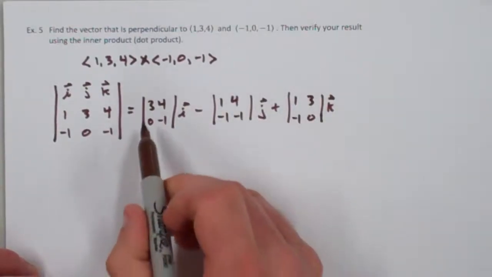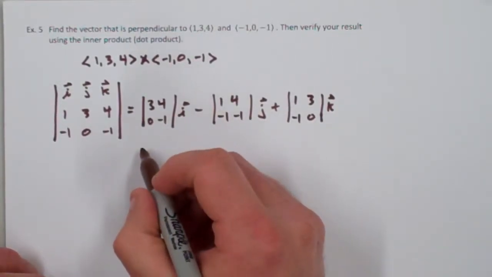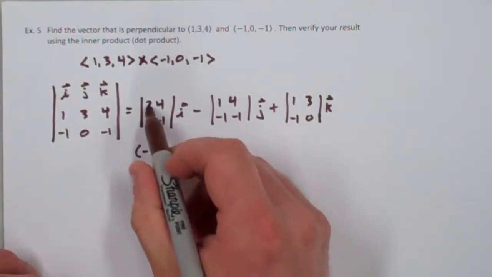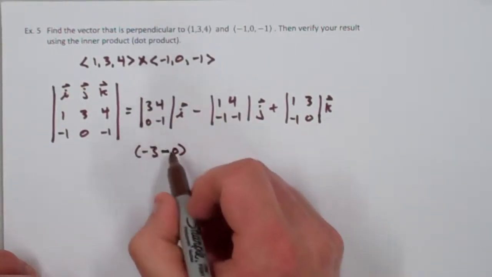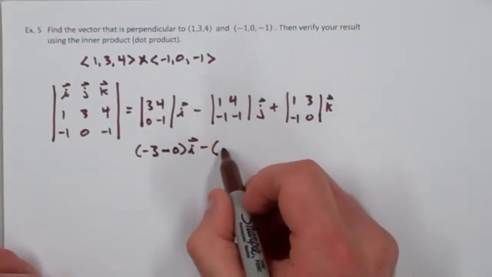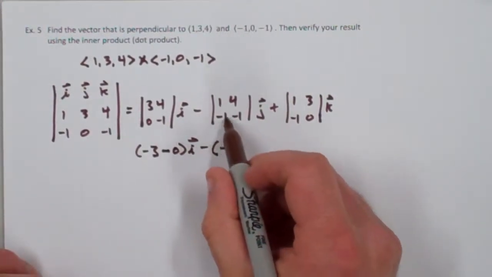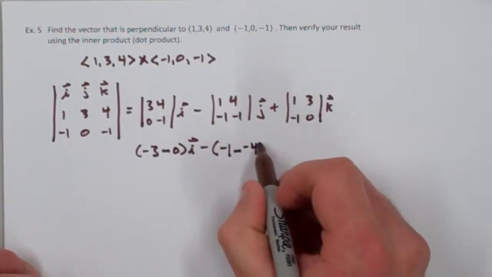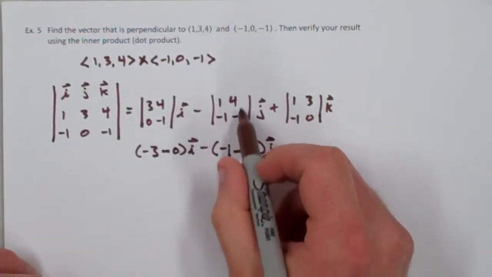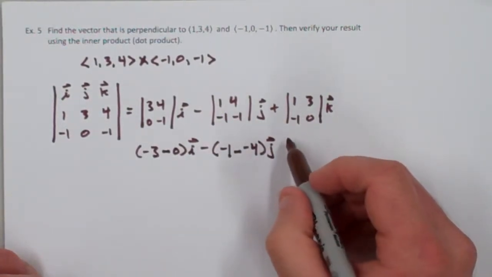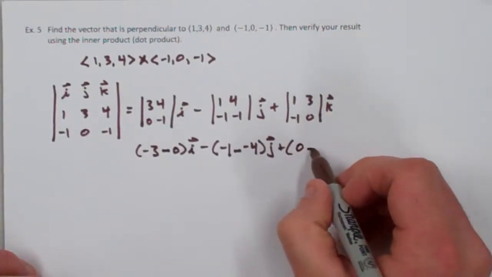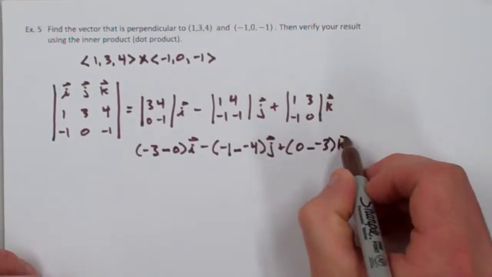Then what we need to do is find the determinant of these little guys. And so this will be negative 3 minus 0. That's 3 times negative 1, and 0 times 4 is 0. And then the next one here, we've got 1 times negative 1 minus 4 times negative 1. Often made mistake right there. You need to subtract these multiplications there. And then this one is 0 minus negative 3 for K.